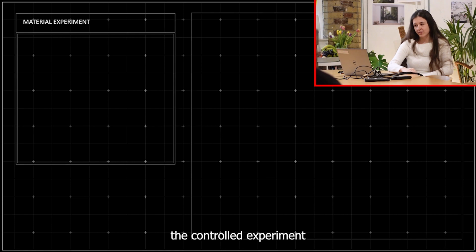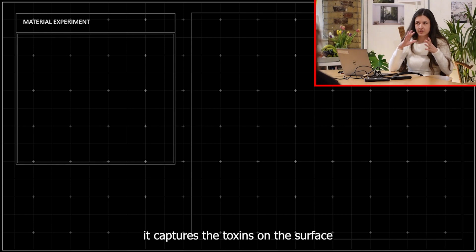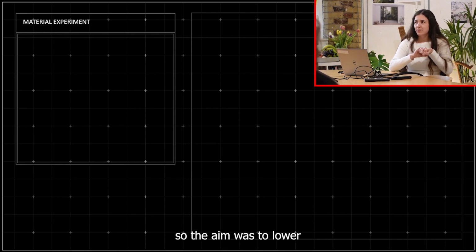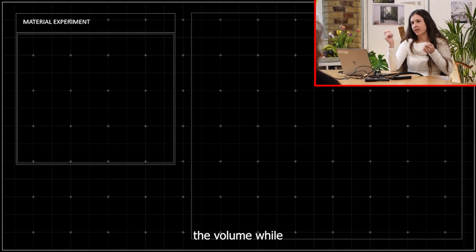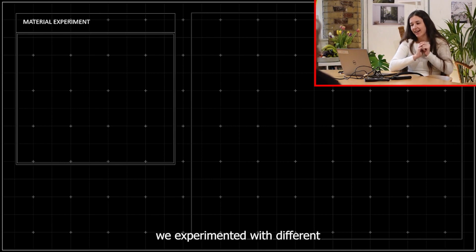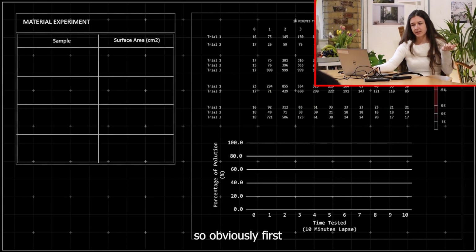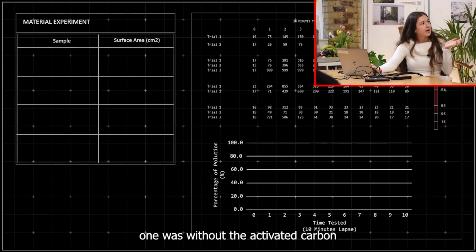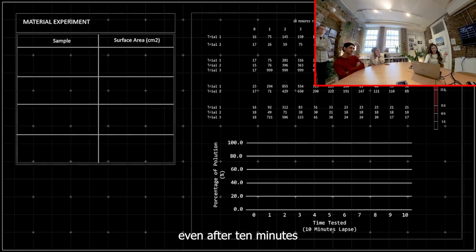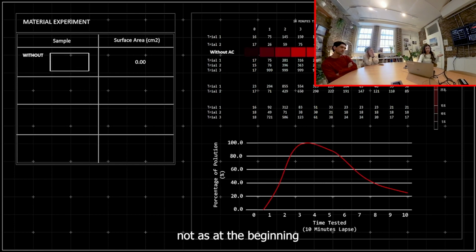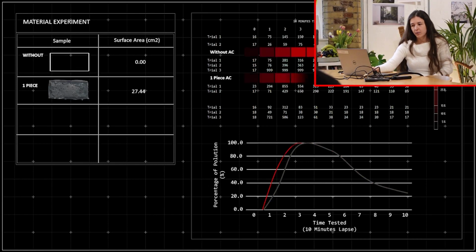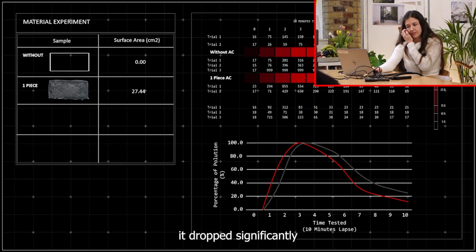Firstly, the controlled experiment. As you can imagine, the activated carbon captures the toxins on its surface, so the aim was to lower the volume while increasing the surface area, so as thin as possible, basically. We experimented with different surface areas. First, without activated carbon, you can see that even after 10 minutes, the levels were still not back to where they were at the beginning. With one piece, it was still not perfect, although it dropped significantly.